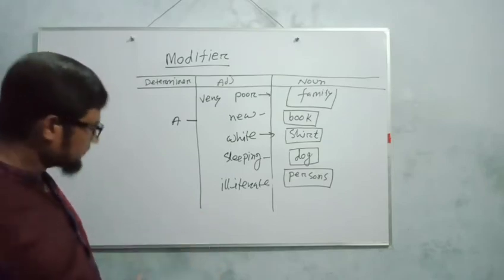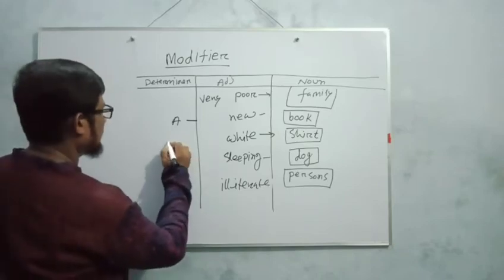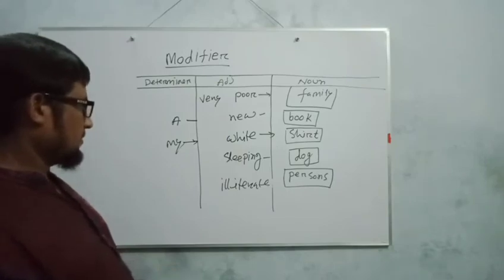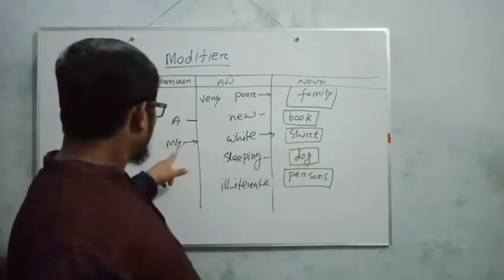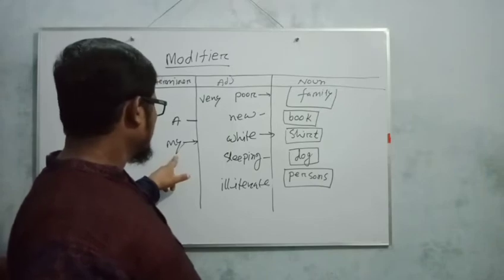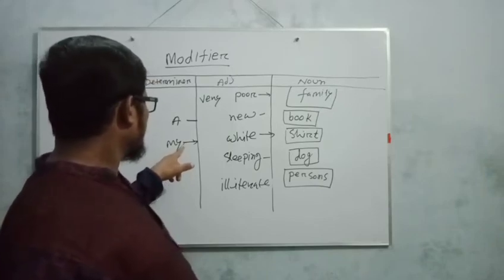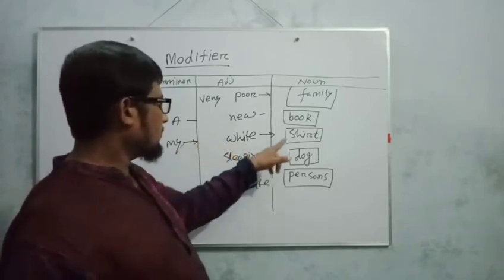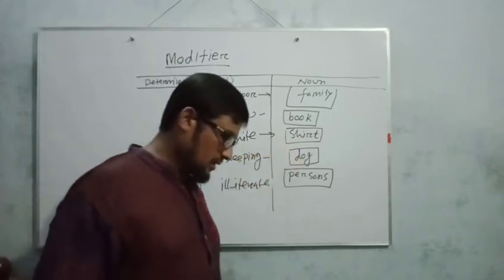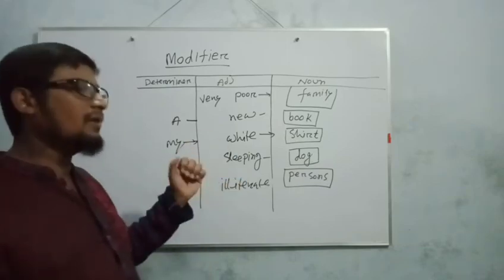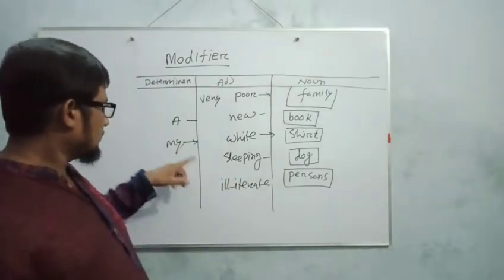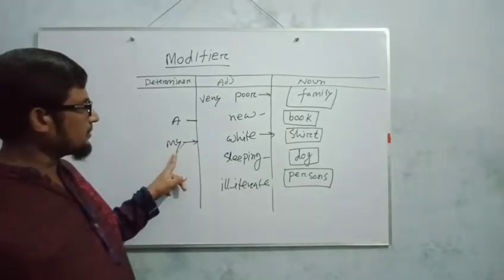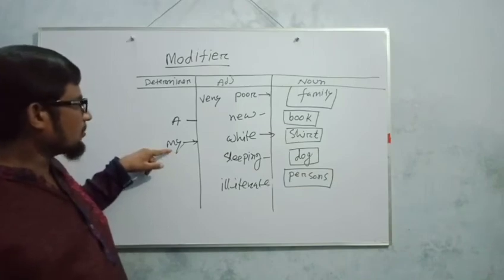You know, possessive. My. If we add a word, my white shirt. Now this word my expresses the belongings of the speaker, belonging to the speaker. So whose shirt? My shirt. So this is also another information or extra information about the word shirt. So this is also called a modifier.